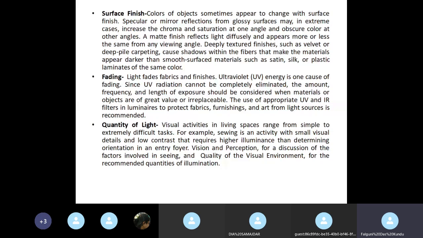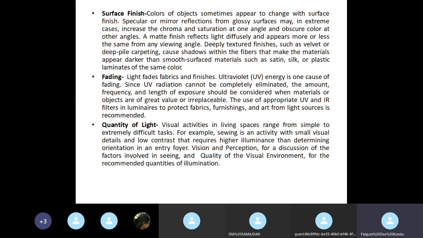Okay, a matte finish reflects light diffusely and appears more or less the same from any viewing angle. Deeply textured finishes such as velvet or deep pile carpeting cause shadows within the fibers that make the materials appear darker than smooth surfaced materials such as satin, silk or plastic laminates of the same color.